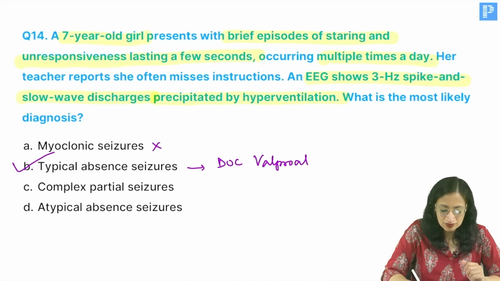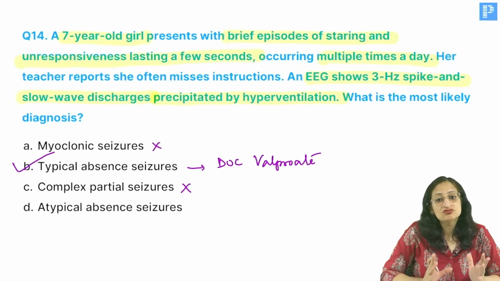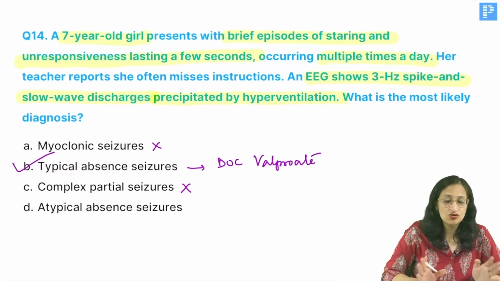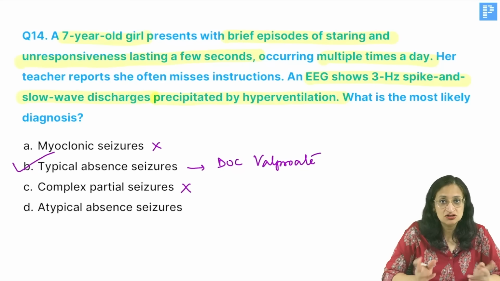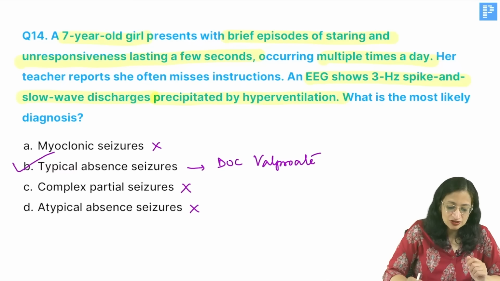In the West, ethosuximide is used. Complex partial seizure would be seizures where, along with that, there could be impaired awareness. So complex partial seizures we're not thinking of. Focal seizures with impaired awareness is the new name for that as per the latest recommendation. Atypical absence we're not thinking.